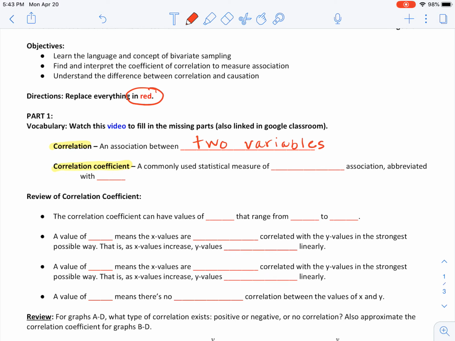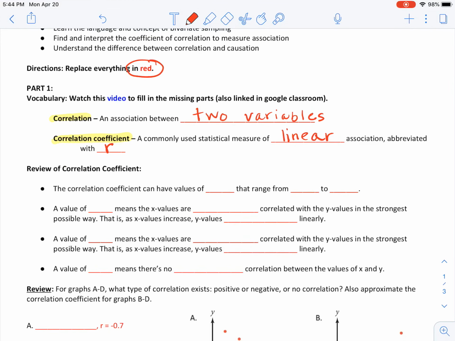Correlation coefficient. This is a way that we measure the association between those two variables. And we're looking at linear association. And we're using the letter R as a way to represent the correlation coefficient. So those values of R will range between -1 and +1.